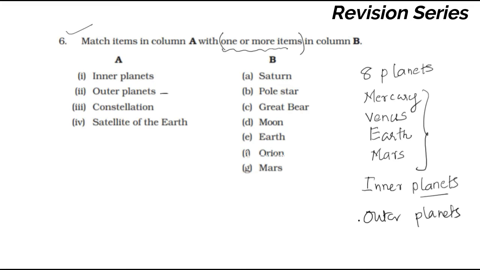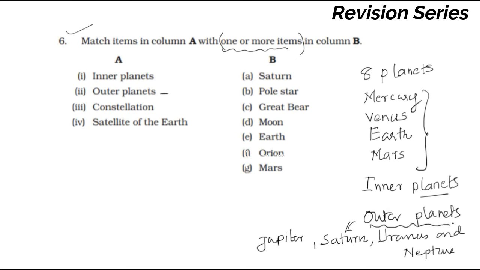In the outer planets we will have, it starts with Jupiter, Saturn, Uranus and Neptune. So these 4 planets are outer planets, right? So we have understood the meaning of these two, inner planets and outer planets.